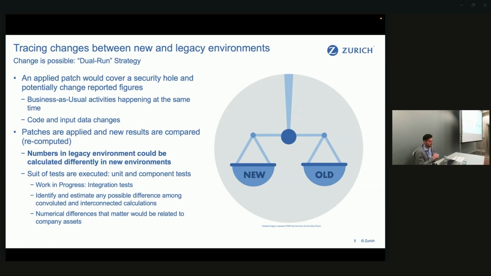So the idea is that we produce a suite of tests. First of all, unit tests and component tests. And then we are working on integration tests of this massive system: how a little change here affects the full graph of dependencies. So that's why it is very important how every single change in a patch of these nodes has an effect on the numerical changes.